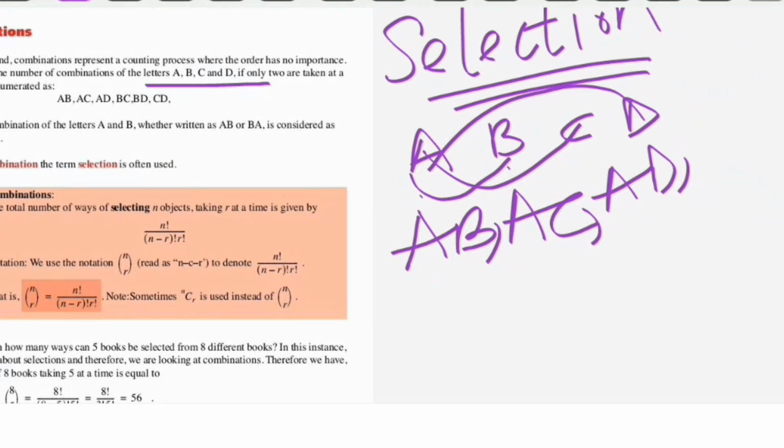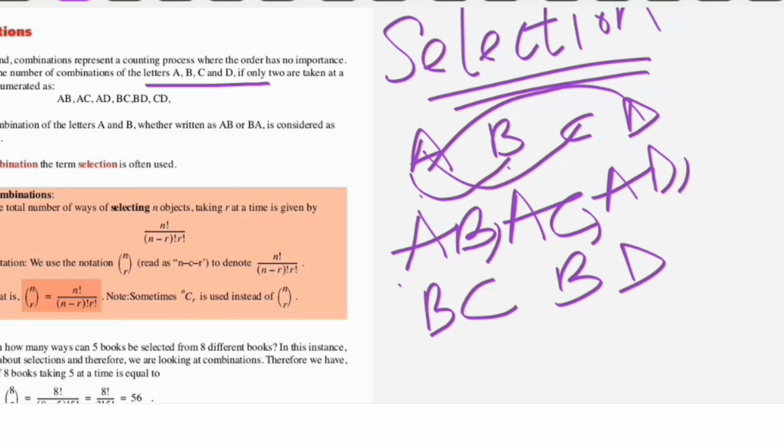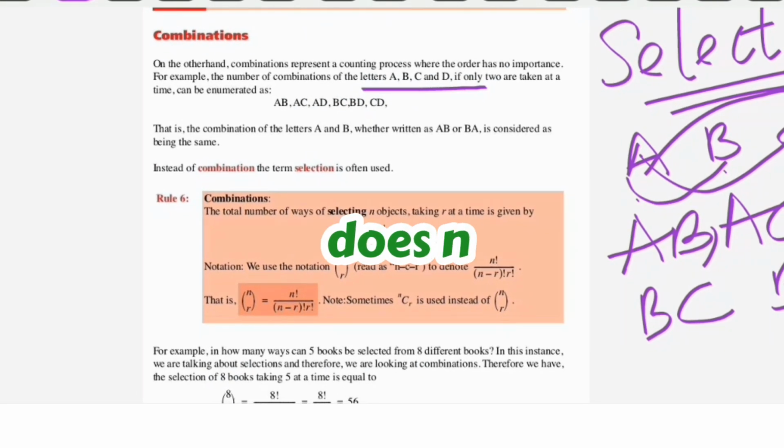Then you can also start with B: BC, BD. Take note that AB is the same thing as BA. Once you have done AB, no point doing BA because they are the same thing. You're just selecting. You're not concerned about the order or the arrangement. Your only job is to choose. Once you choose AB, you've already chosen A and B, so there's no point doing BA. The same thing with AC; AC is the same as CA. So in combination, order does not matter. The arrangement does not matter. BA is the same thing as AB.